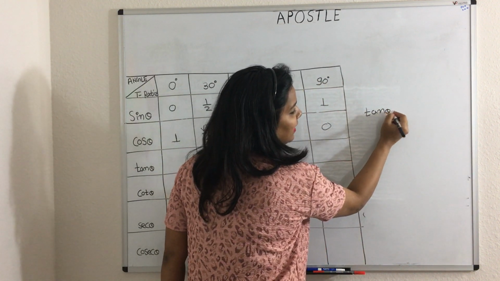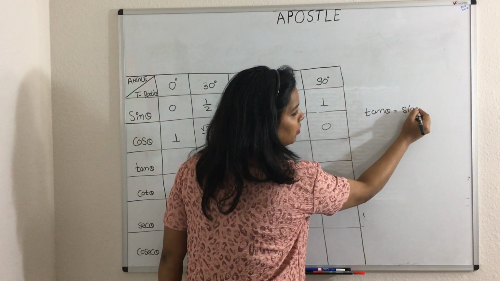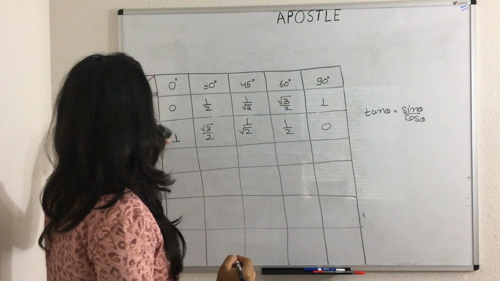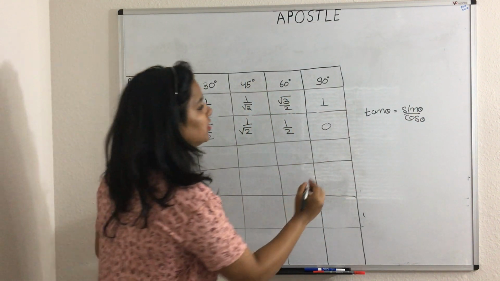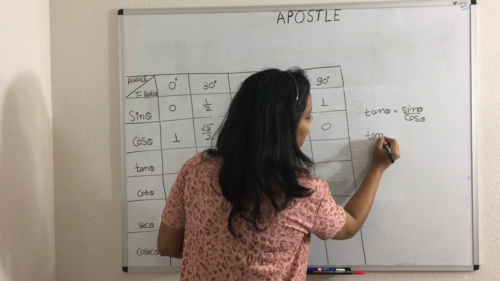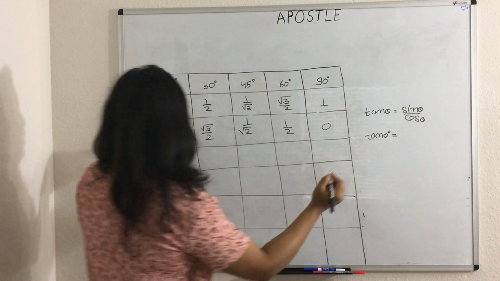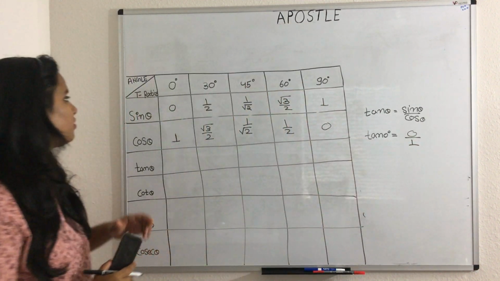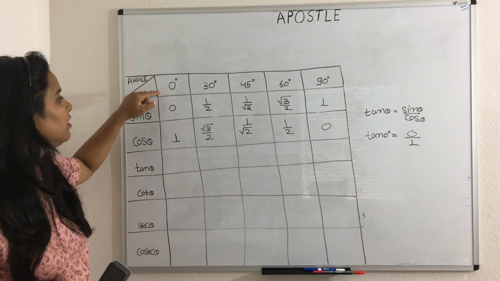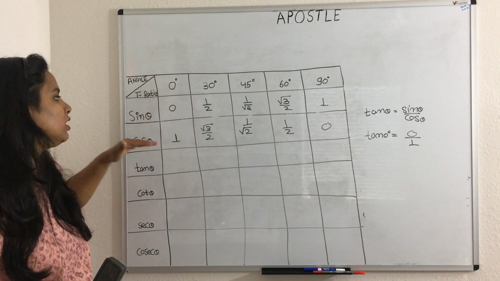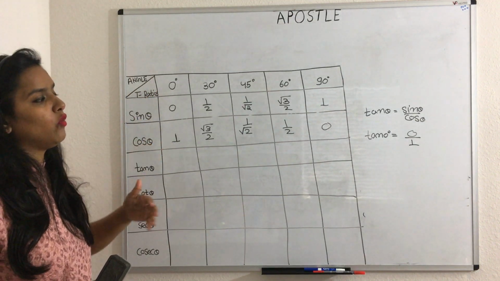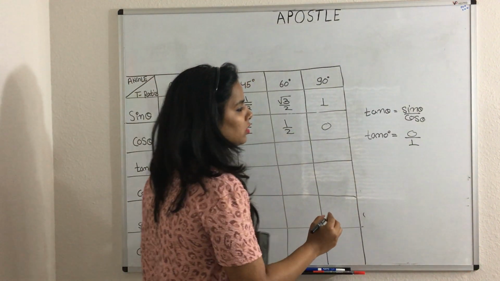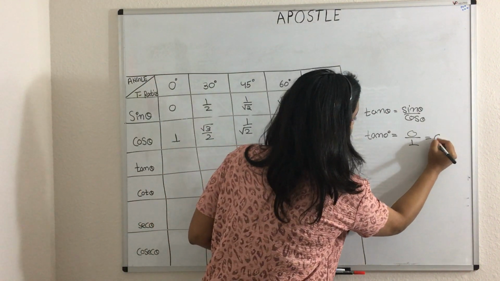What can we write tan theta as? Sin theta upon cos theta. Clear? So what is the value of tan 0 degree? The value of tan 0 degree is 0 divided by 1 by the table, because we know the value of sin 0 degree is 0 and cos 0 degree is 1. So what is the value of this? 0 divided by 1. So 0 divided by 1 is 0 only.